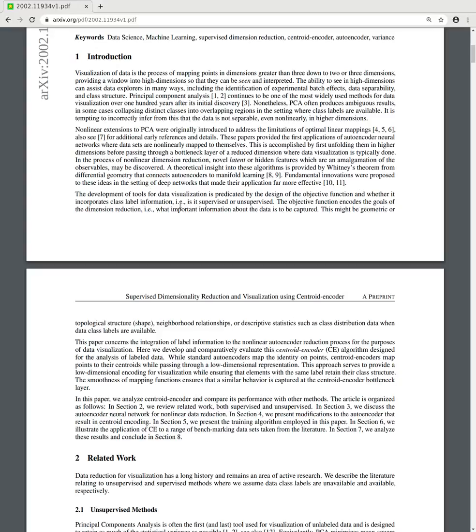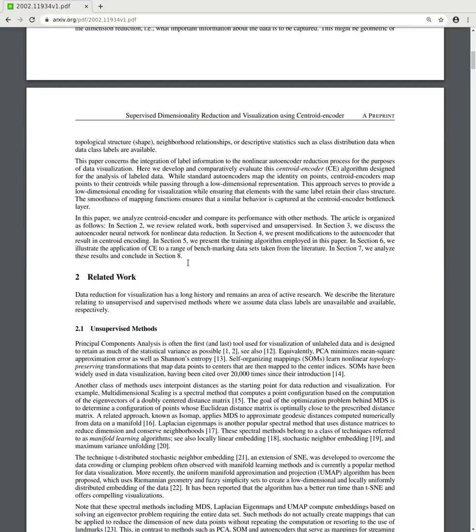The objective function encodes the goals of the dimensionality reduction, that is, what important information about the data is to be captured. This might be a geometric or topological structure as a shape, neighborhood relationships, or descriptive statistics such as class distributions, when data class labels are available.